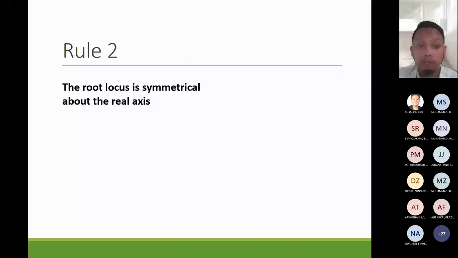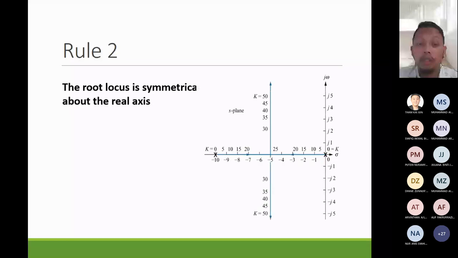And then rule number 2 is that the root locus is symmetric about the real axis. So if you look at this figure again, it must be symmetric about this real axis. Okay, so you cannot draw your root locus, let's say starting here, go up here, and then one starting here, go down here. So this red color here will be not symmetric, okay? So you must make sure it is symmetric.